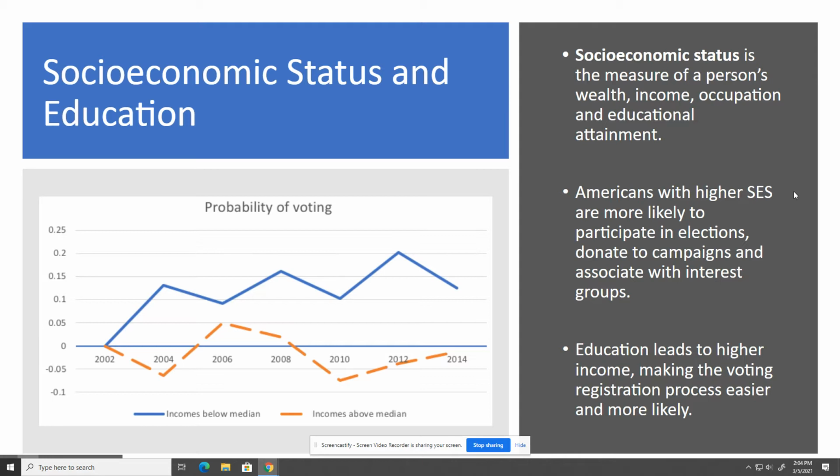And a lot of that is because education is going to lead to a higher income, which makes the voting registration process easier and more likely. A higher education level is going to be the factor that is most associated with voting participation. Highly educated people are going to be less intimidated by the voting process. Again, if they have a higher income, then they're going to have the ability to get to where they need to be to register to vote, to actually participate in the election process.